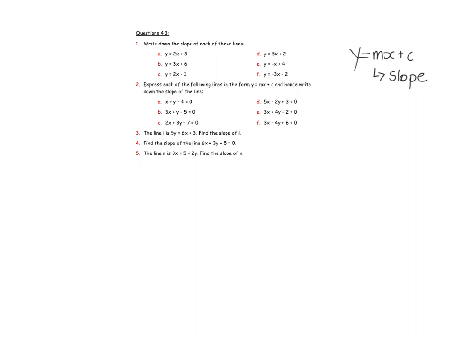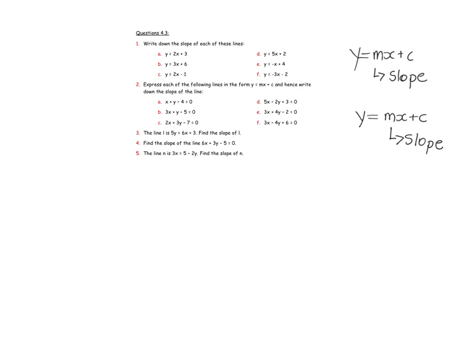Question 2 says express each of the following lines in the form y equals mx plus c, and hence write down the slope of the line. So what you need to do is you need to take all of these and you need to rearrange them so they look like y is equal to mx plus c. If you find them a little bit confusing, you should look over the last 2 examples that I've done in this video and it'll show you how to do it. And then the slope again is just going to be m.